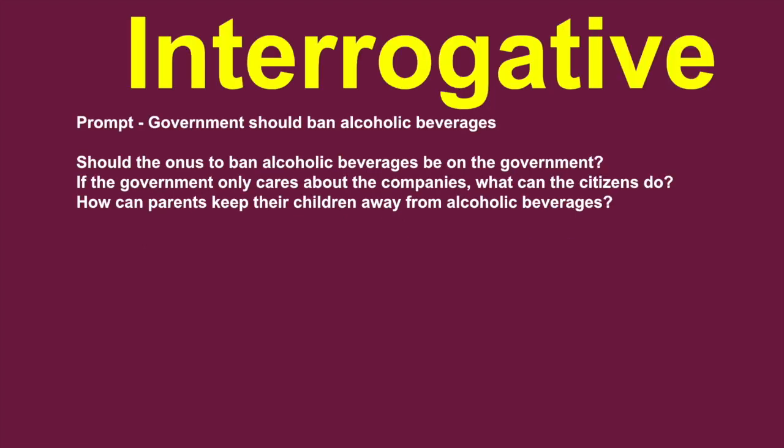The next type of sentence is the interrogative sentence, wherein you're asking a question. For example, should the onus to ban alcoholic beverages be on the government? If the government only cares about the companies, what can the citizens do? How can parents keep their children away from alcoholic beverages?